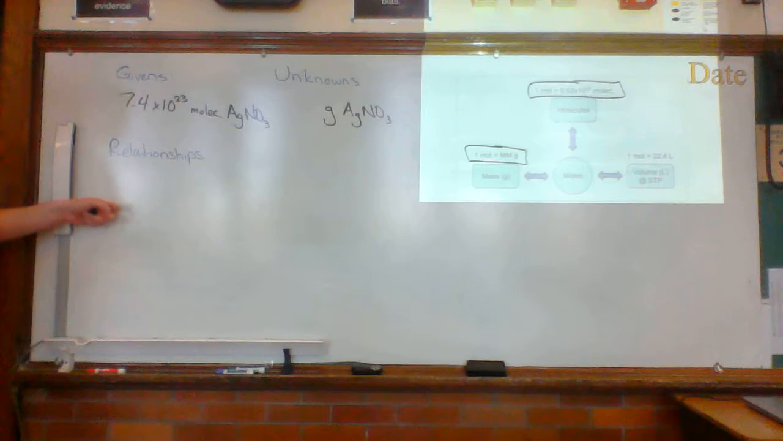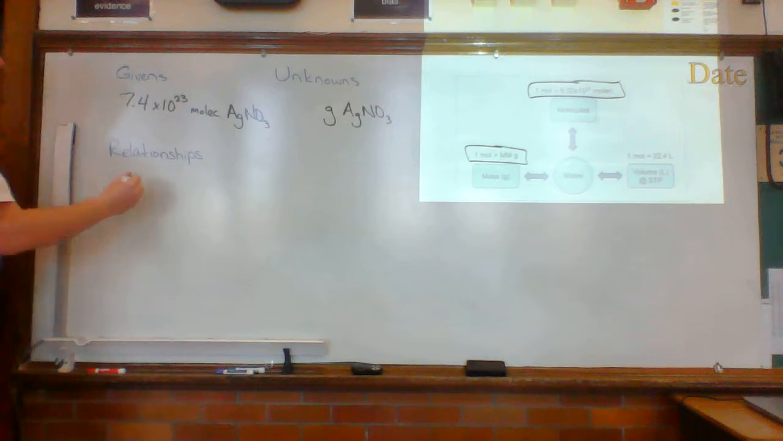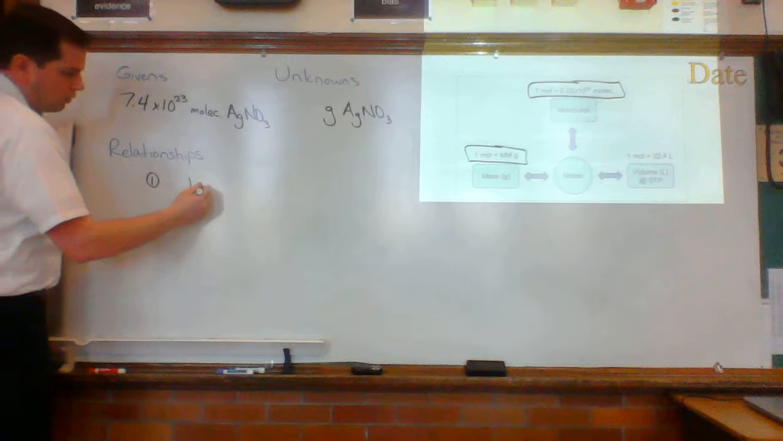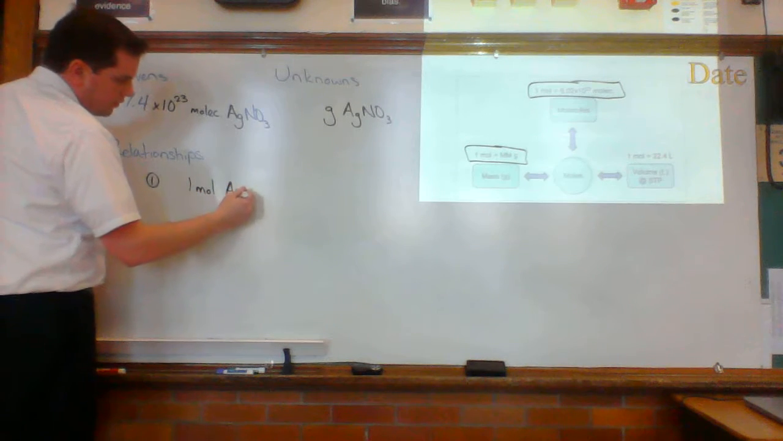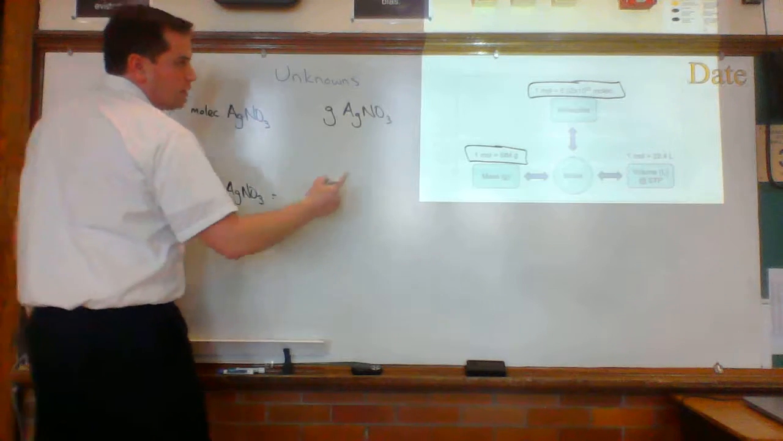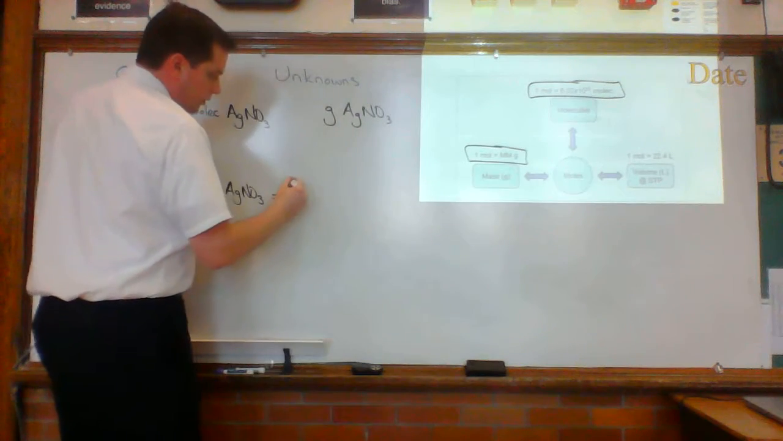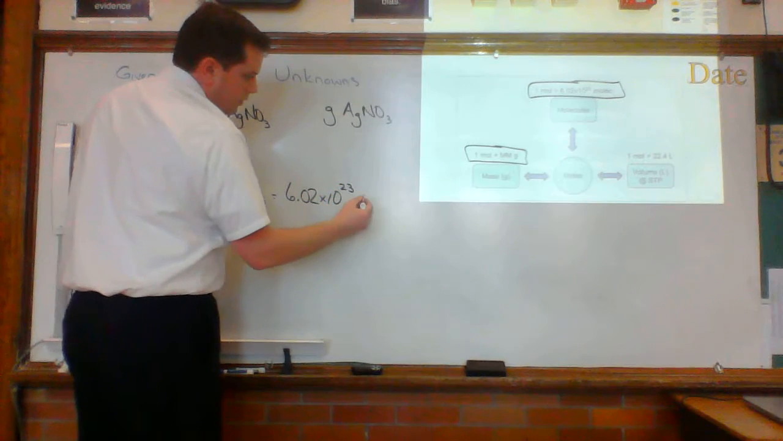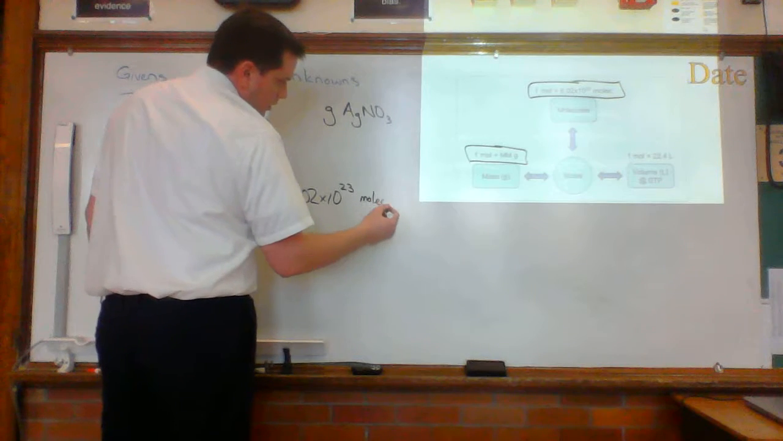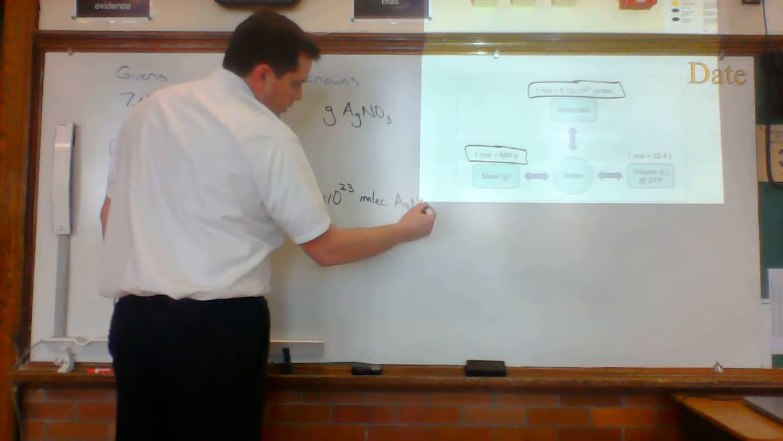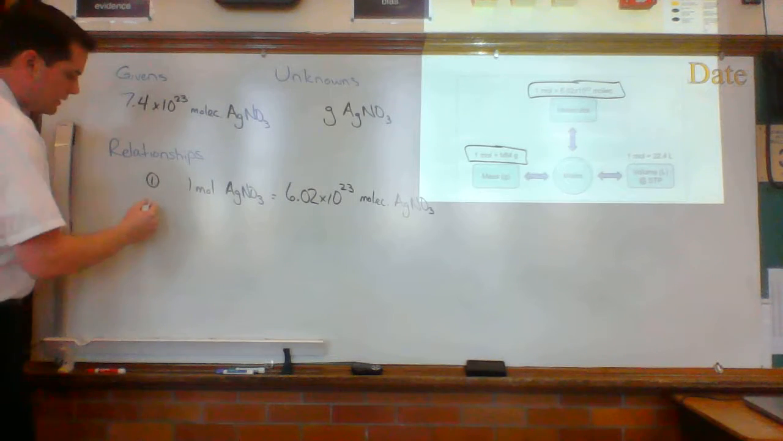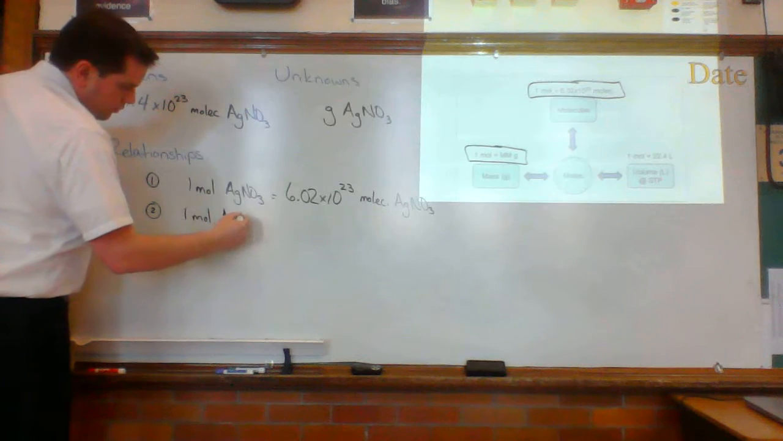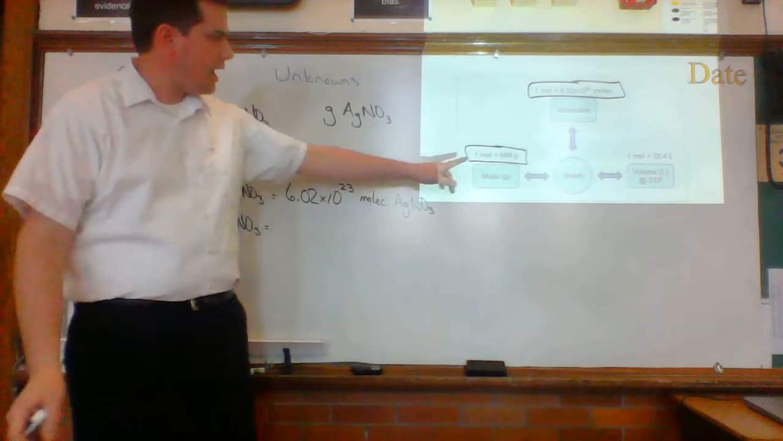When we write our relationships for the Guster, we're going to have two chemical relationships, mathematical relationships. The first one is 1 mole AgNO3 equals, and since it's molecules, we're going to use Avogadro's number. That's the magic number that always goes with molecules. 6.02 times 10 to the 23rd molec of AgNO3. The second relationship is 1 mole AgNO3 equals the molar mass.